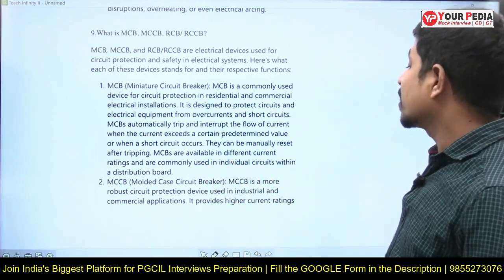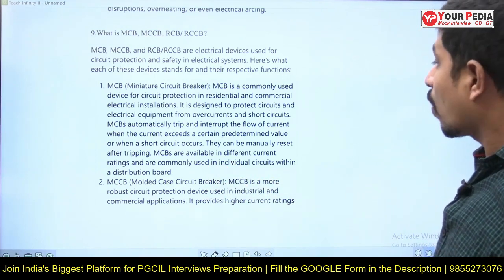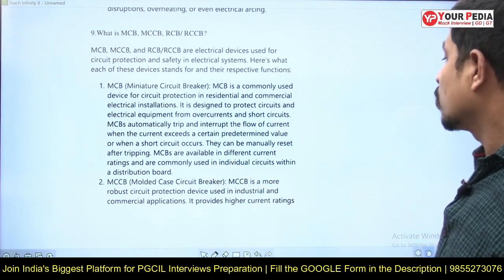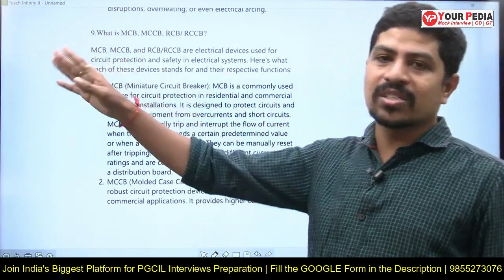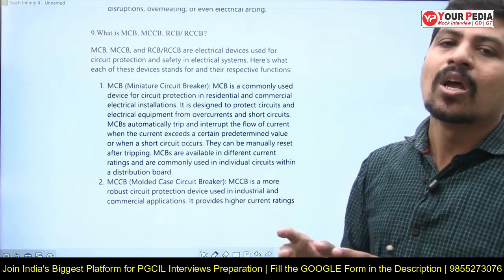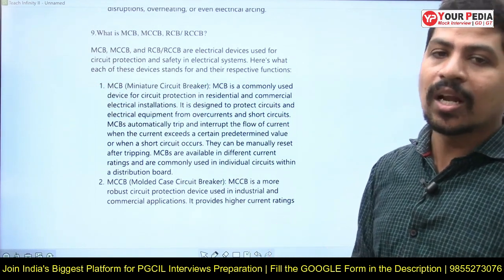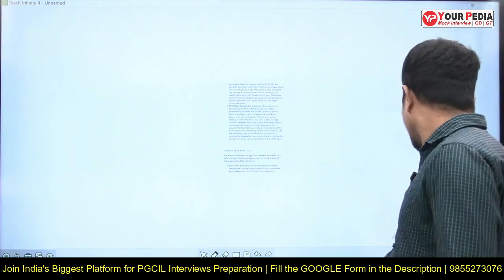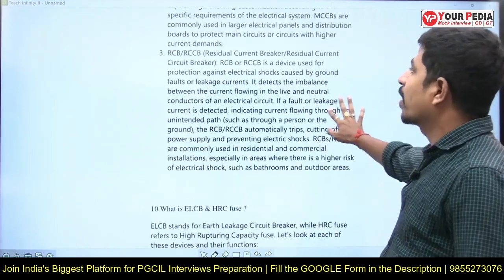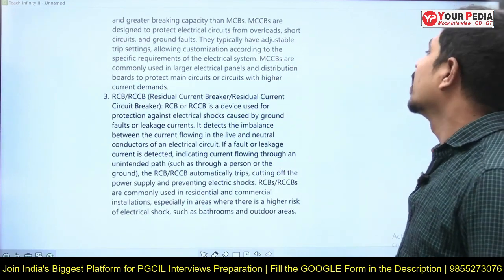That's all. Next, what is MCCB? Molded case circuit breaker. MCCB is a more robust circuit protection device used in industrial and commercial applications. See, MCB is mainly for residential applications, but MCCB has a more robust design. It is mainly used for industrial and commercial purposes. It provides higher current ratings. The difference between MCB and MCCB is the amount of current rating, that's all. It also has greater breaking capacities than MCBs.